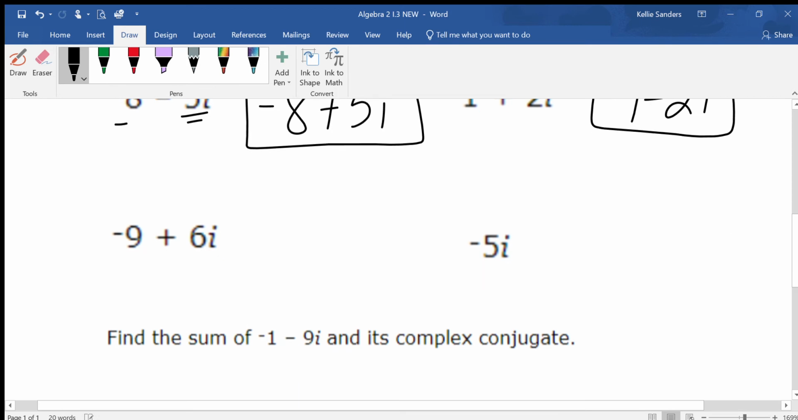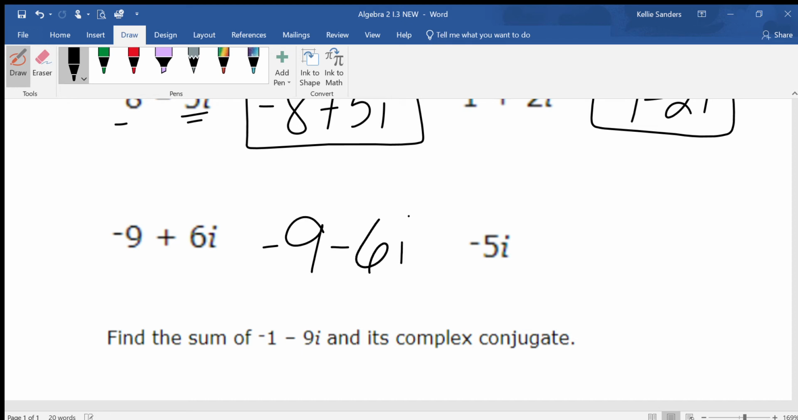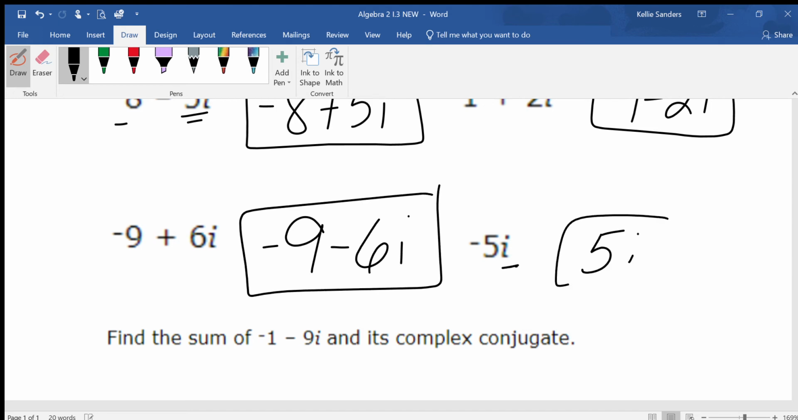Yes, that's as easy as it gets, right? Negative 9 plus 6i. The negative 9 stays negative 9 because the real number does not change. The 6i, though, becomes negative 6i. Is this an imaginary part? Yes. So the conjugate of it is going to be positive 5i.